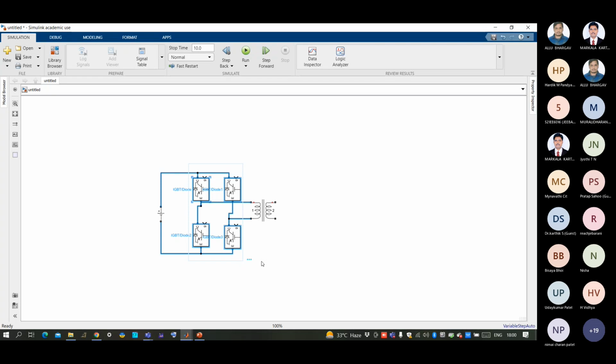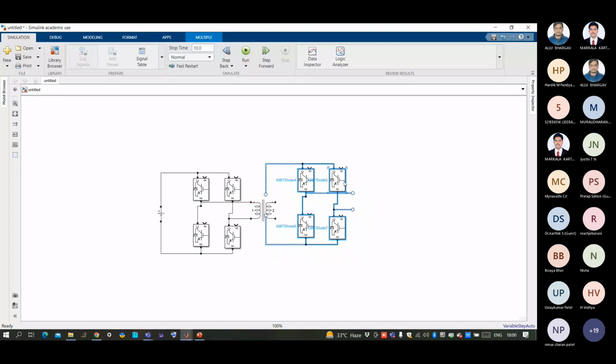Now the primary H bridge construction is done, and now I am constructing the second H bridge. I'm just copying it in.